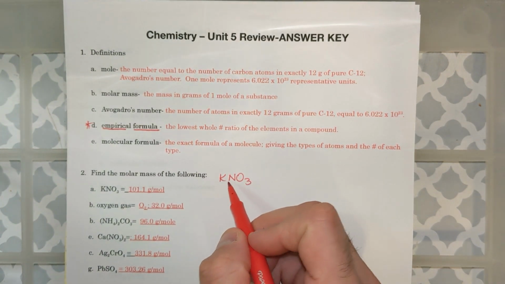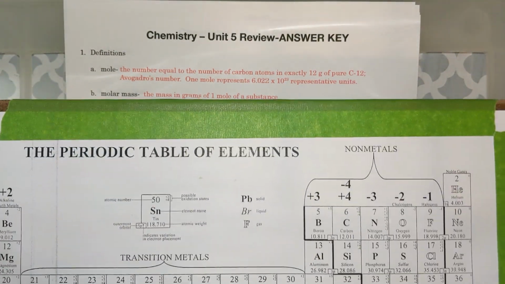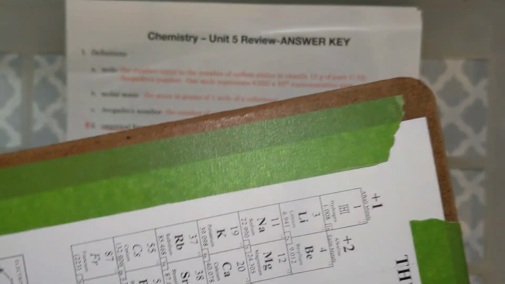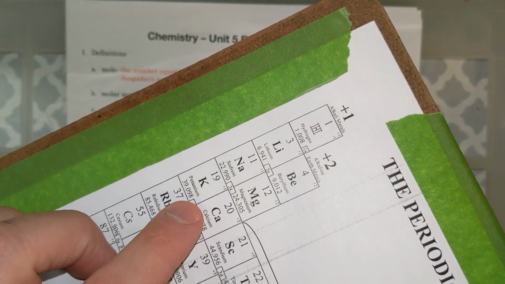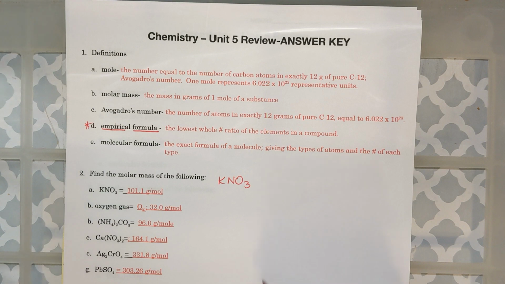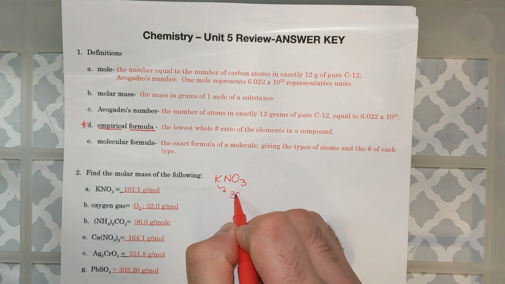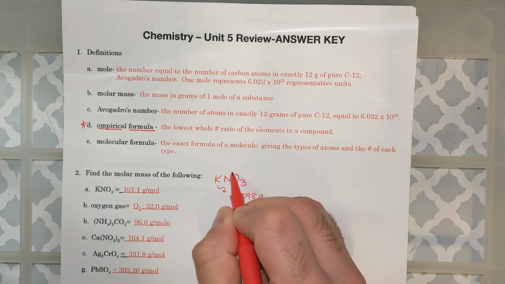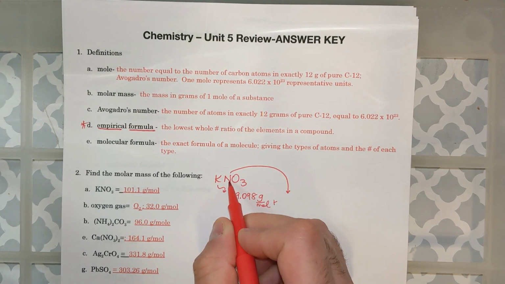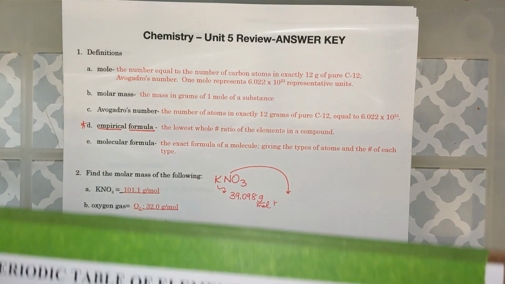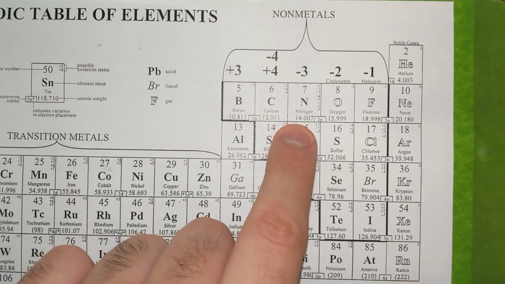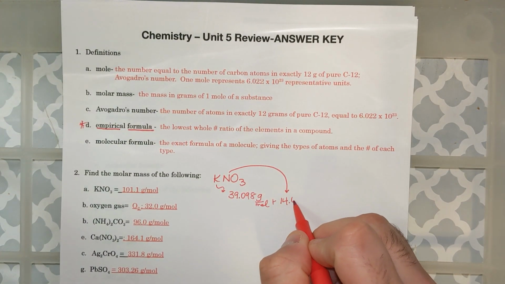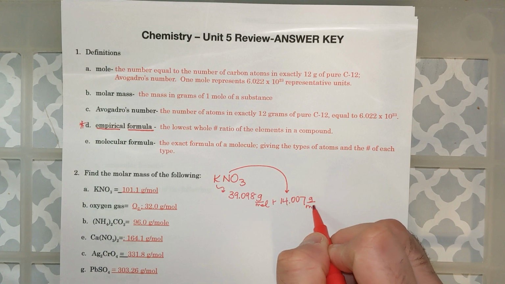In KNO3, I have 1 K. If you look on the periodic table, K is right here. It's got a molar mass of 39.098. So I'm going to add 1 K, 39.098 grams per mole, plus there's one nitrogen. If I look for nitrogen, it's right there. Nitrogen has a molar mass of 14.007. There's only one of them, so 14.007 grams per mole.